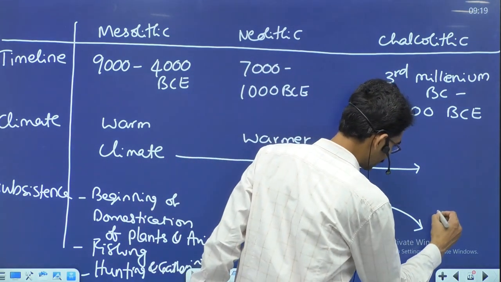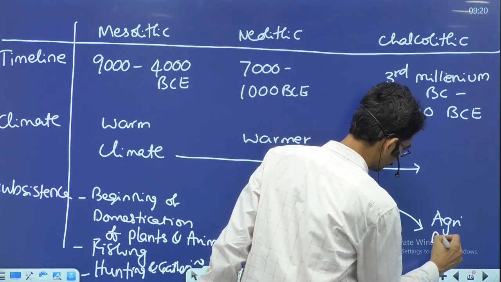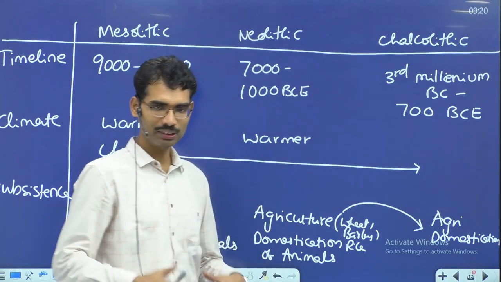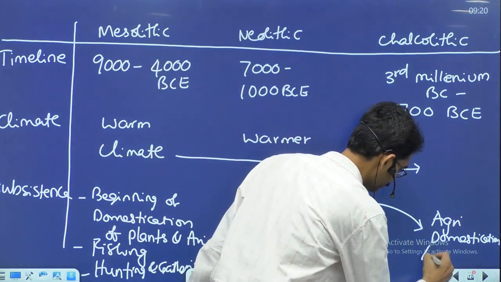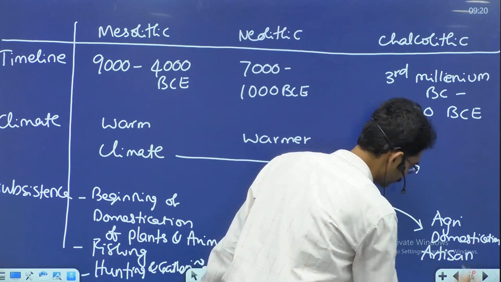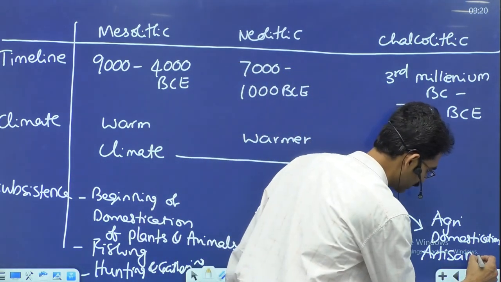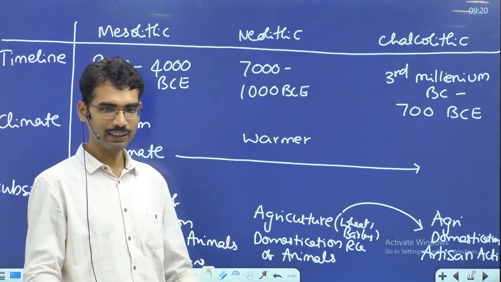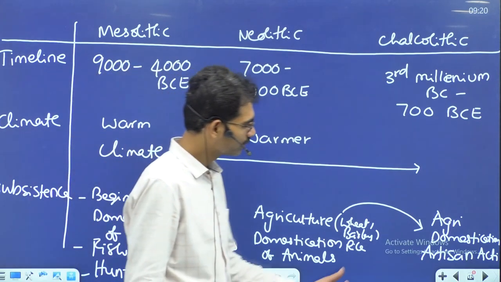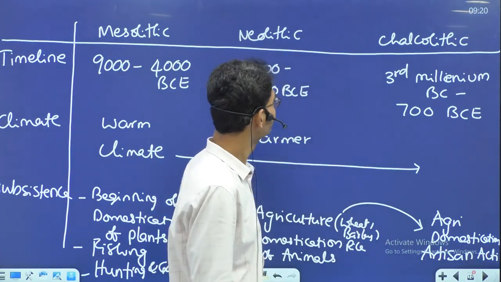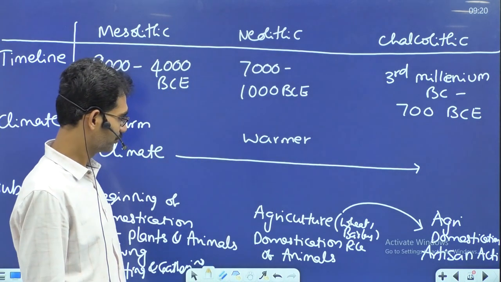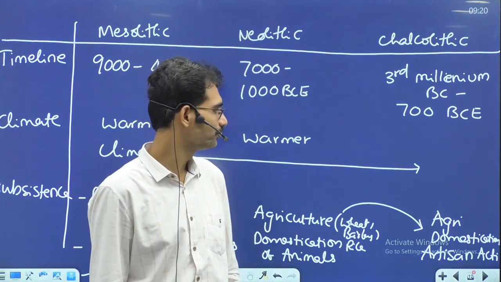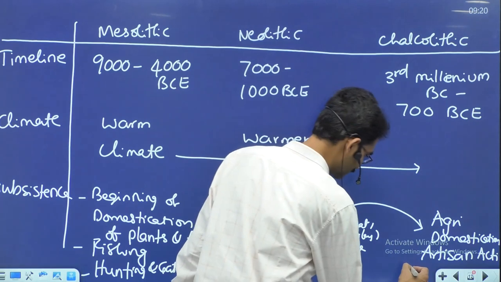So here you give like agriculture, domestication. In addition to that, so many artisan activities. Artisan activities. Based on stone, based on metal, so many artisan activities emerged. Subsistence pattern. And you can write trade also.